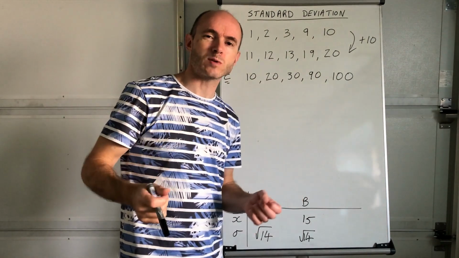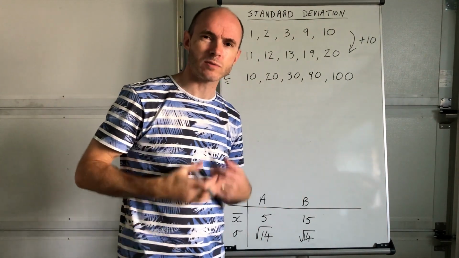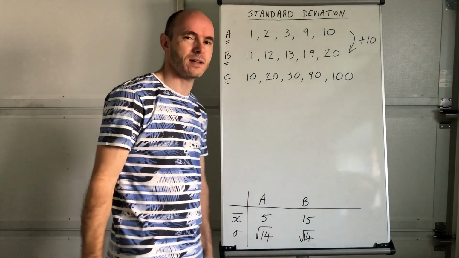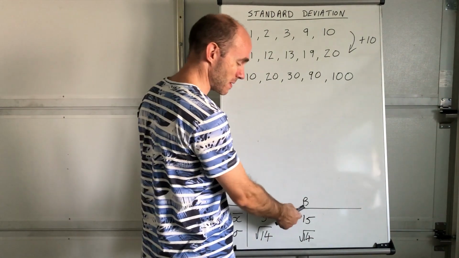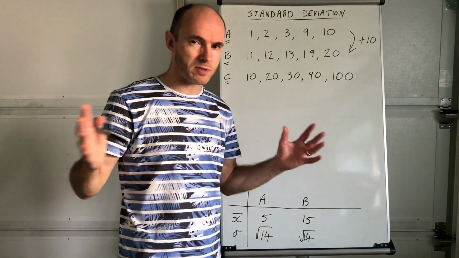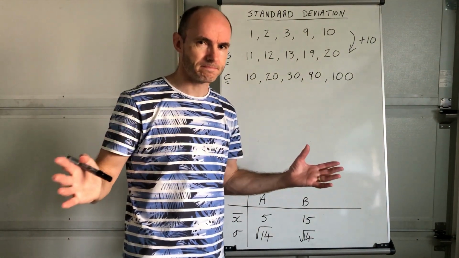But then I said to everyone, I'm in a generous mood, I'm going to add on 10 to your test scores. The mean goes up by 10, doesn't it? The mean mark goes up by 10 as well, so the mean mark is 15. The spread of results stays exactly the same.